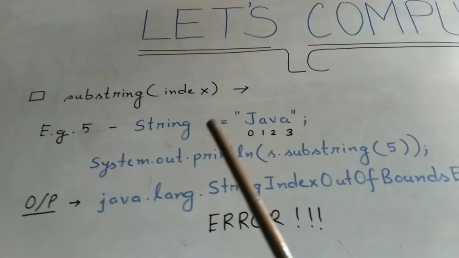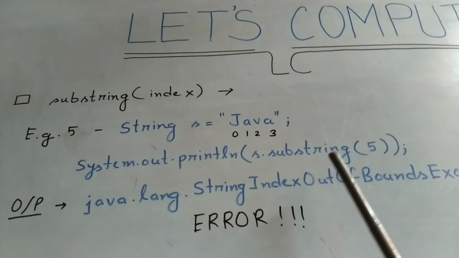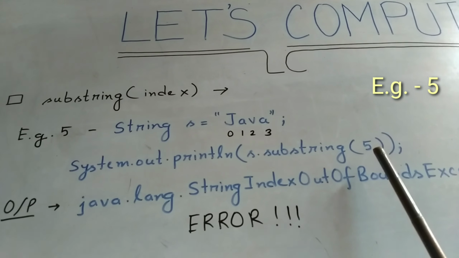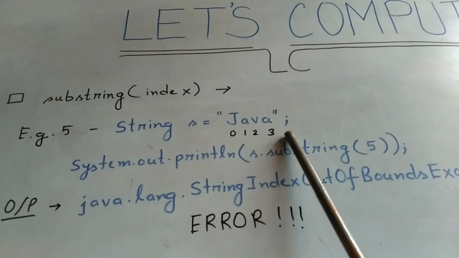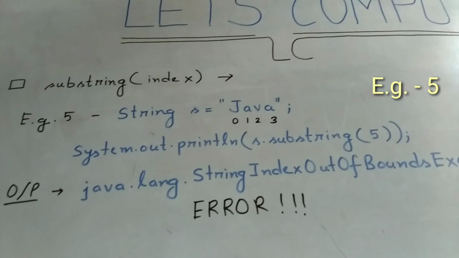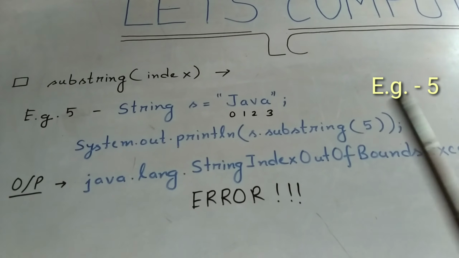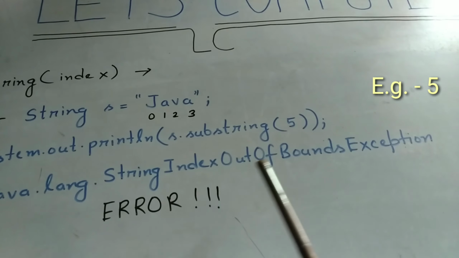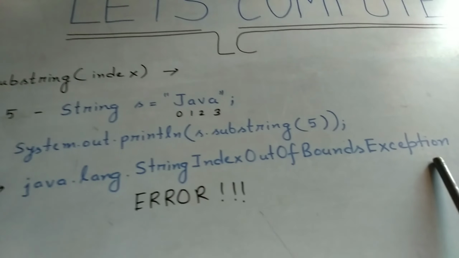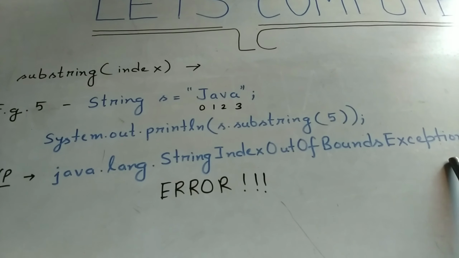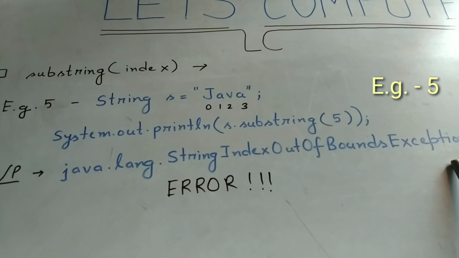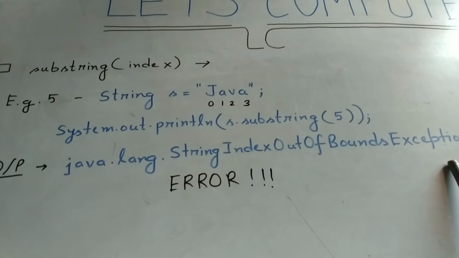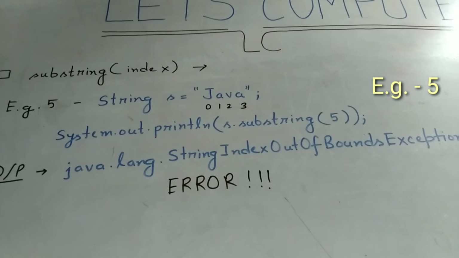Example 5. String s equals to Java, s.substring 5. But alas, the index position 5 is not at all present in the string Java. In that case, Java would return a compile time error, that is more precisely a string index out of bound exception. Well, in this issue, Java has a single exception also, a relaxation basically. We would see that in the upcoming example.